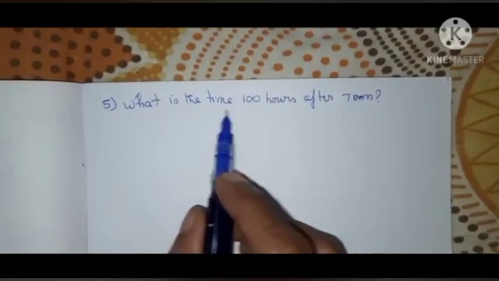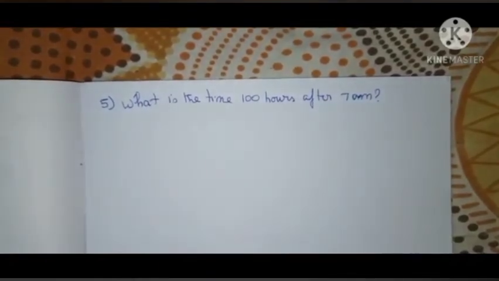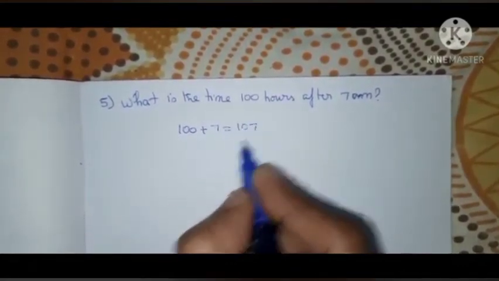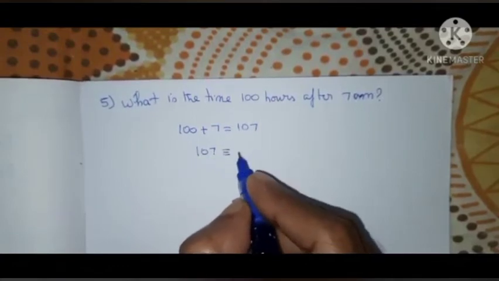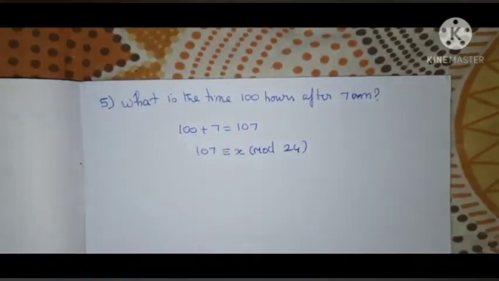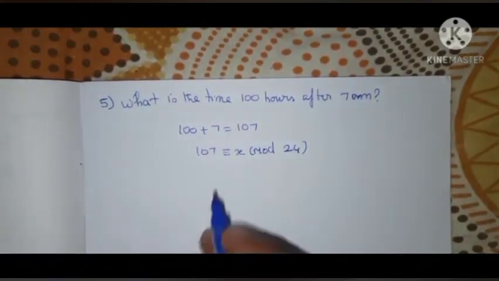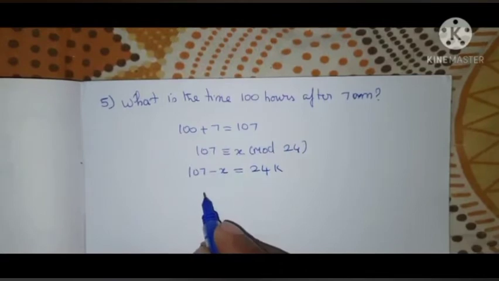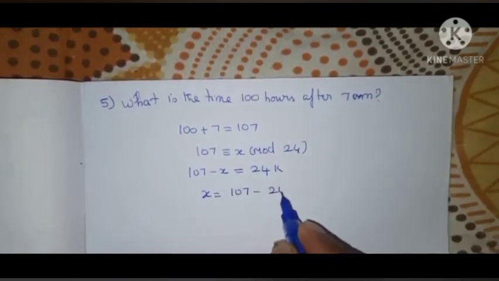Fifth sum: what is the time 100 hours after 7 a.m.? In a day, you have 24 hours. Now the time is 7 a.m. You're going to find the time after 100 hours. 100 plus 7 is 107. 107 is congruent to x mod 24. 24 is the hours of 1 day. 107 minus x is equal to 24k, so x is equal to 107 minus 24k.